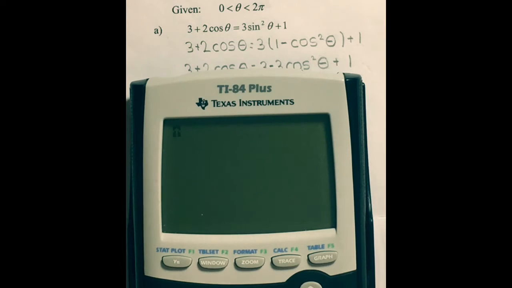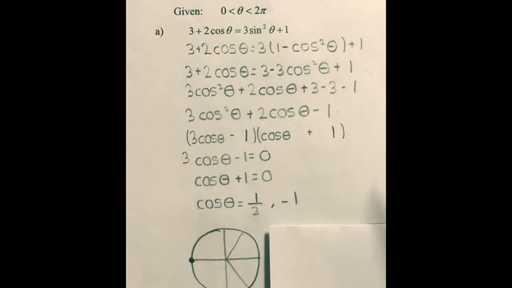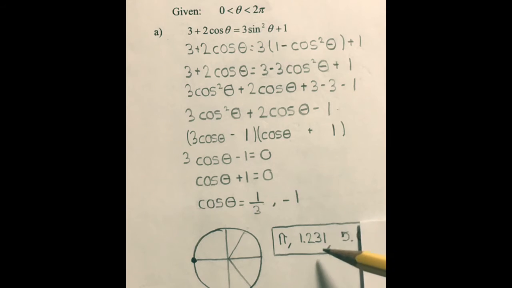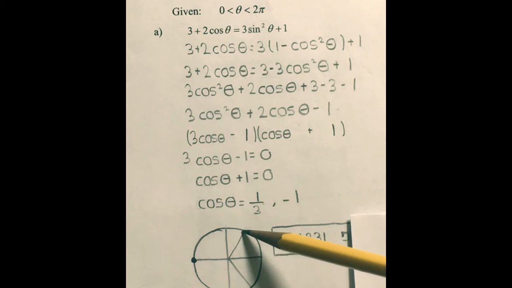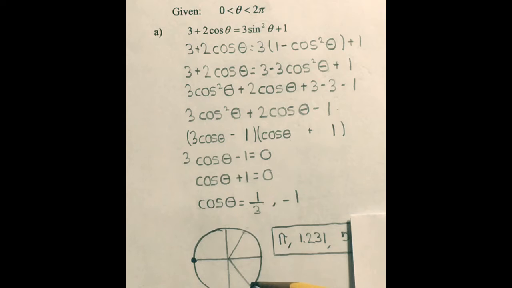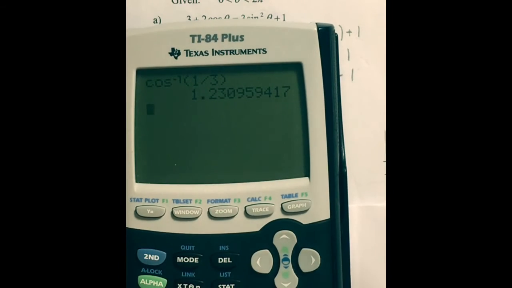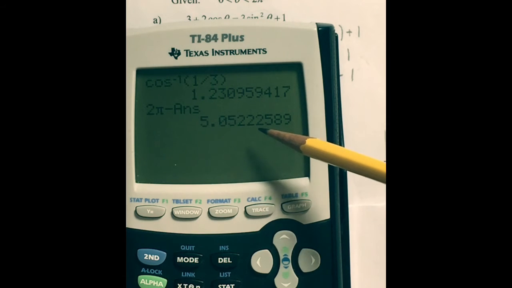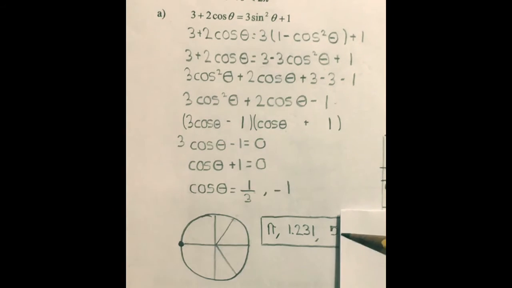We take the inverse cosine of 1/3 and we get 1.230, and that 0 will round up to a 1. So one of our answers will be 1.231, and that is located right here. Now to find this answer right here, we must do 2 pi minus answer. We get 5.052, and that is our third answer.